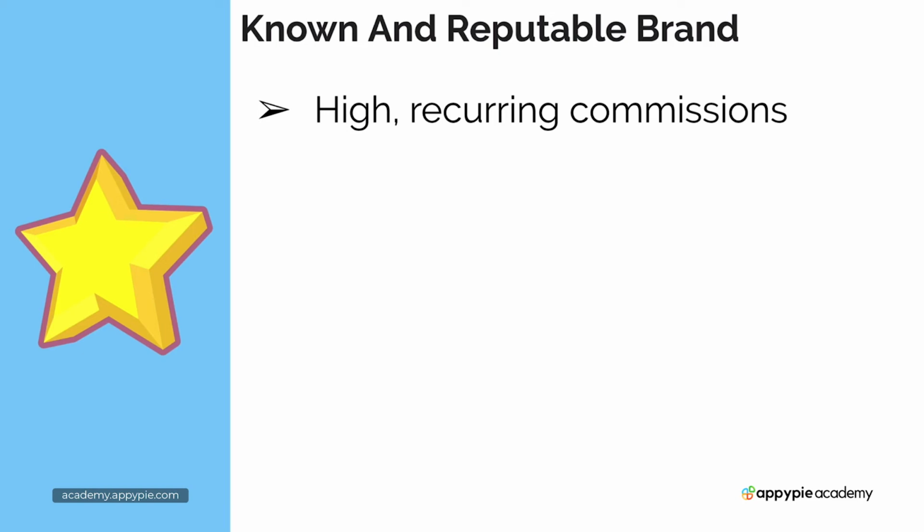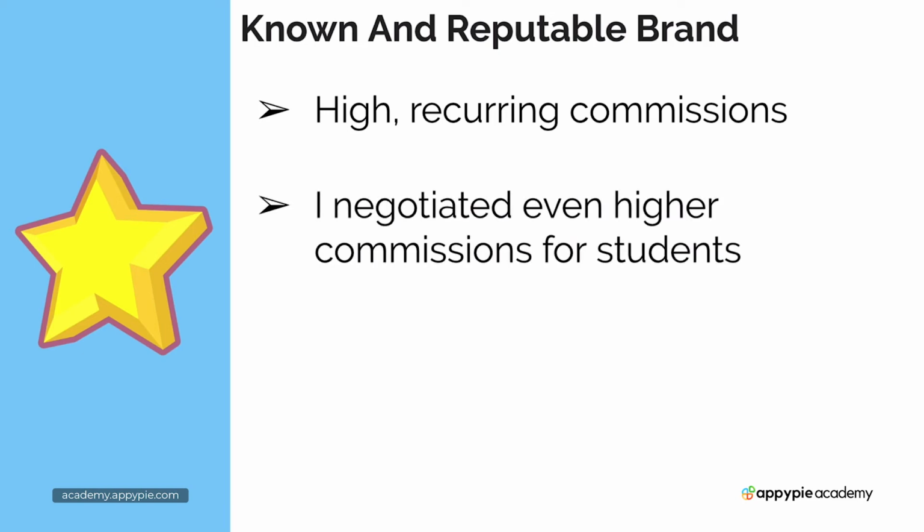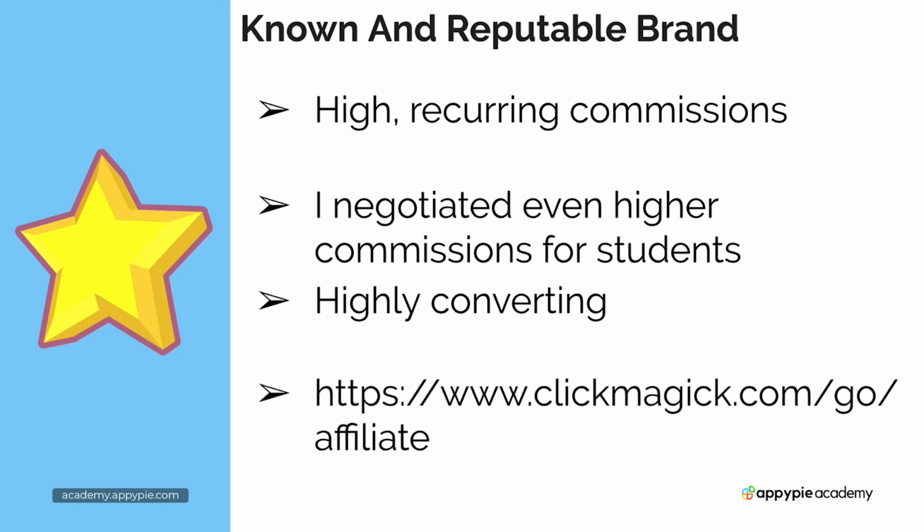Even though for most people the affiliate commission is high, I actually contacted them directly and negotiated an even higher commission rate for students of this course. Usually it's 35% for their affiliates, but you're going to get 40% commission, and that's recurring. The way for them to know to give you 40% instead of 35% is to go through this link, clickmagick.com/go/affiliate.